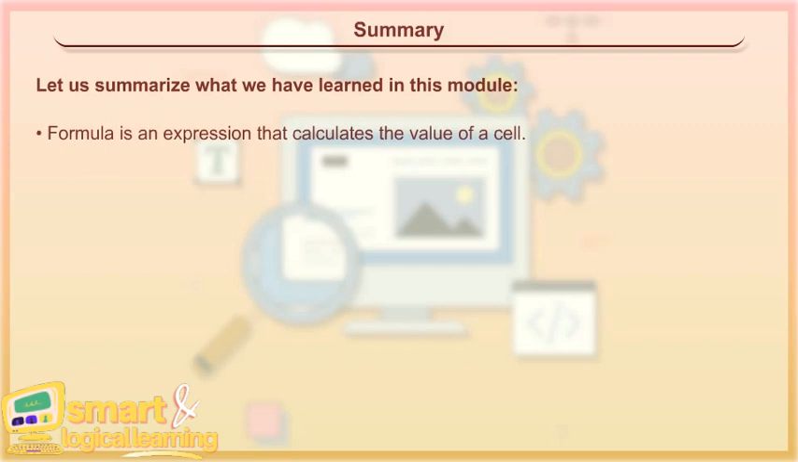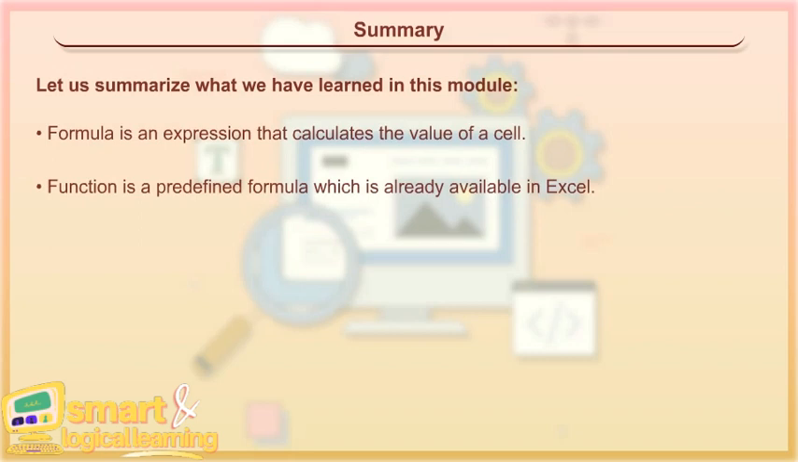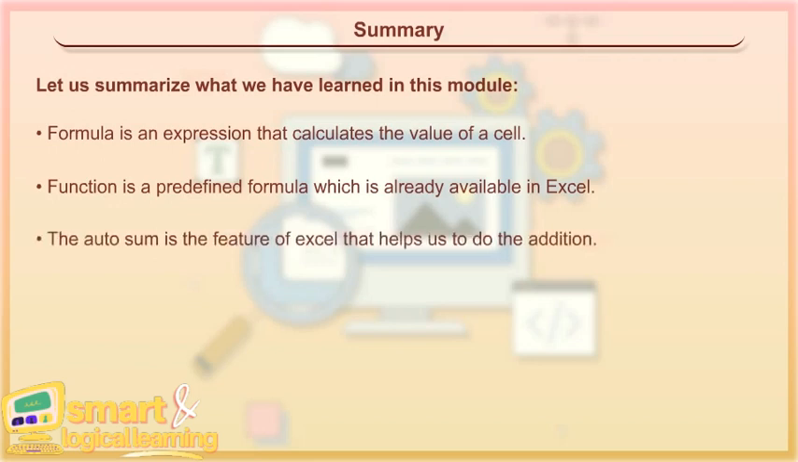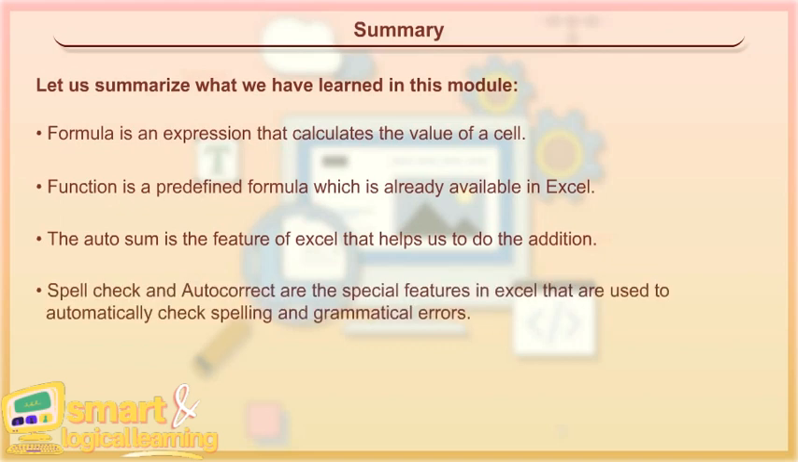Formula is an expression that calculates the value of a cell. Function is a predefined formula which is already available in Excel. The AutoSum is the feature of Excel that helps us to do the addition. Spell check and autocorrect are the special features in Excel that are used to automatically check spelling and grammatical errors.